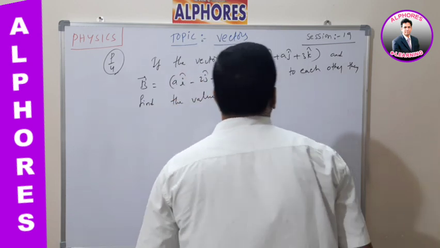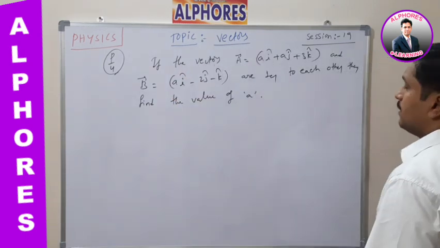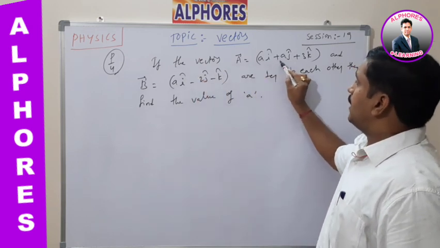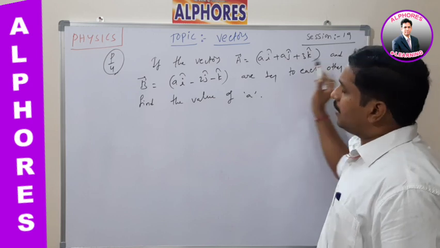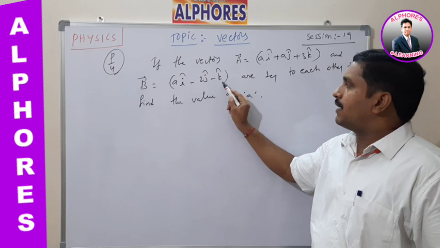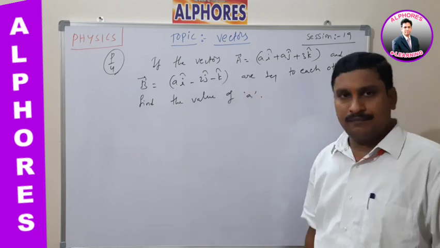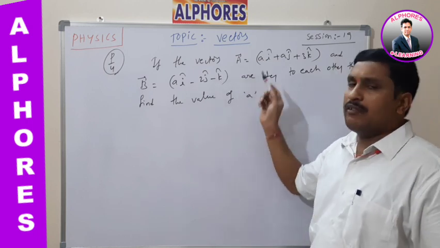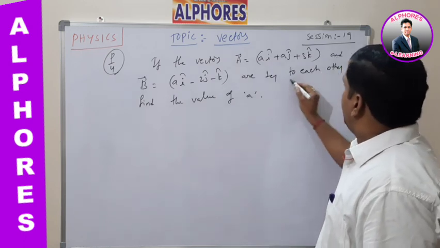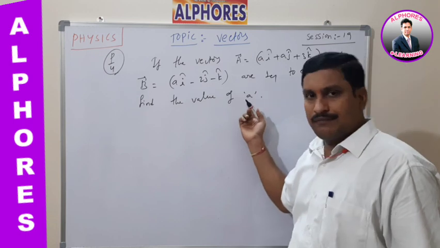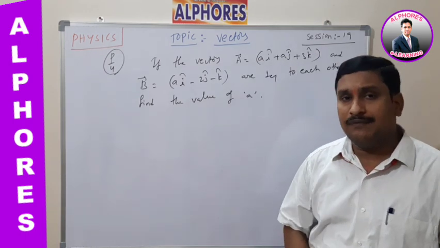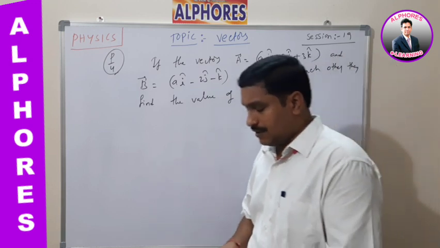Listen carefully. The vectors are A bar equal to small a I cap plus small a J cap plus 3 K cap, and B bar equal to a I cap minus 2 J cap minus K cap, which are perpendicular. Perpendicular means the angle between them is 90 degrees. Now, if the two vectors are perpendicular, what happens to the dot product?